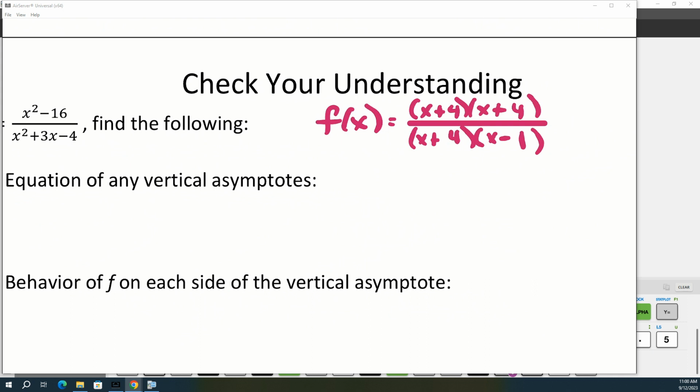All right. So do we need to box anything here? Yeah, we're going to box the x plus 4. All right, so A is asking us to find any vertical asymptotes. So are the vertical asymptotes going to come from inside the box or outside the box? Outside the box? Are they going to come from the top or from the bottom? Bottom. So what's our vertical asymptote going to be? 1. Because if x was 1, you're going to get some number over 0.